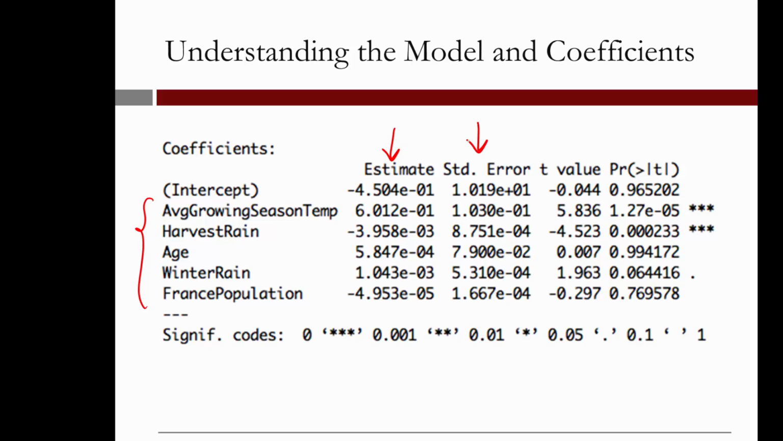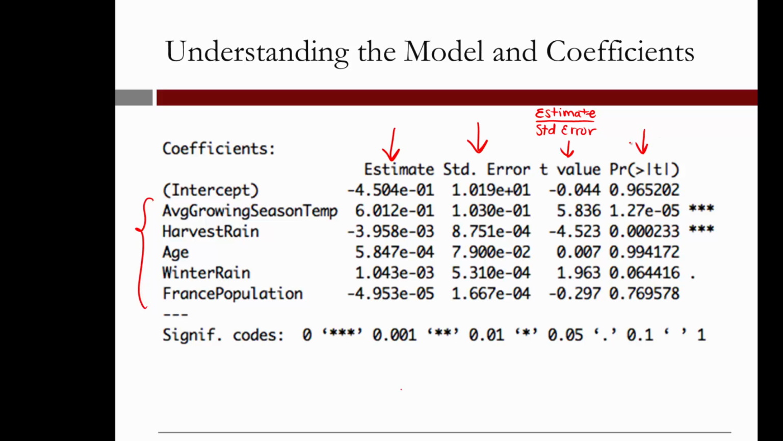The standard error column gives a measure of how much the coefficient is likely to vary from the estimate value. The t-value is the estimate divided by the standard error. It will be negative if the estimate is negative and positive if the estimate is positive. The larger the absolute value of the t-value, the more likely the coefficient is to be significant. So we want independent variables with a large absolute value in this column.